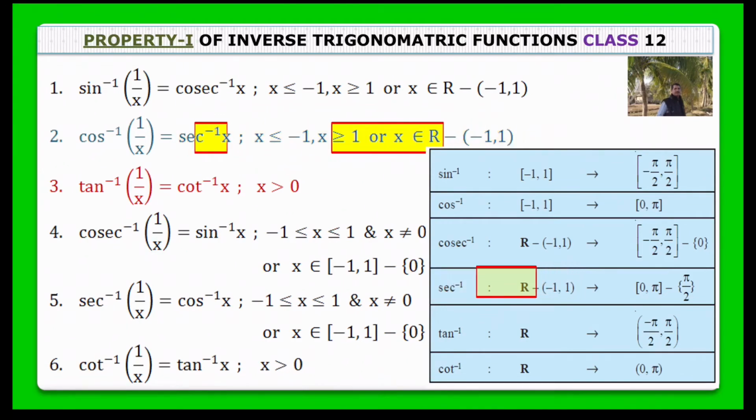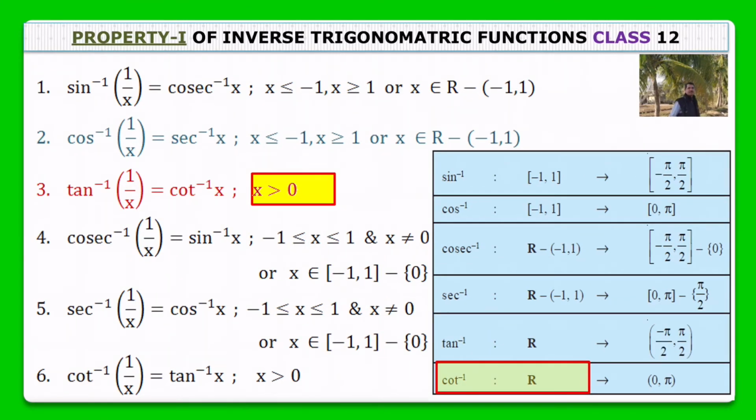Now similarly, let us consider whether it happens everywhere or not. Now in the third we have tan inverse 1 upon x equal to cot inverse x, where x is greater than 0. Now observe the domain. The domain of cot inverse is R, and here the value of x is greater than 0 only, meaning positive values. There will be no negative values.